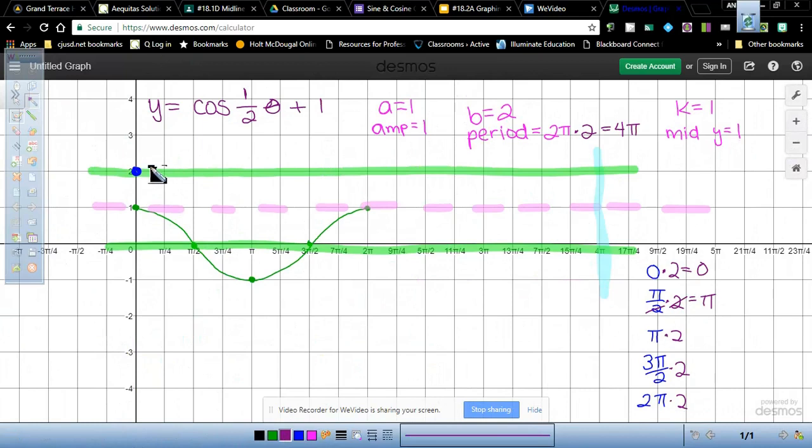So if I start at the crest, at pi I'm going to have to be at my midline. So that angle relates to that one. Pi times 2 is now 2 pi. So pi now moves to 2 pi, but it's 1 below. So 1 below the midline.